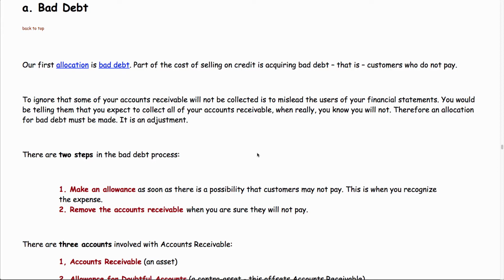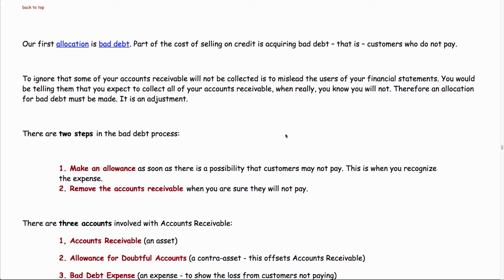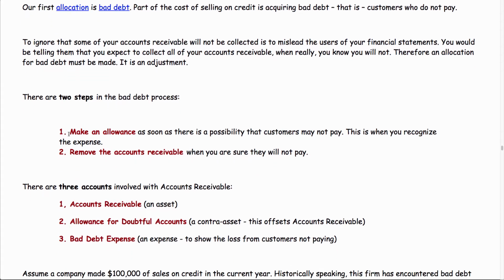So bad debt is a two-step process, and we'll go through both of them. The first thing you have to do is what's called making the allowance. This is where the expense occurs. The second step, which can occur many, many years later, is when you actually erase the accounts receivable that's bad, that's delinquent, in other words, that it's uncollectible. When you're certain, you can do step two.